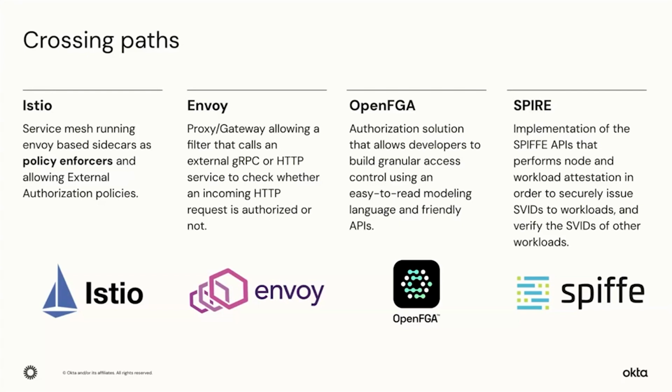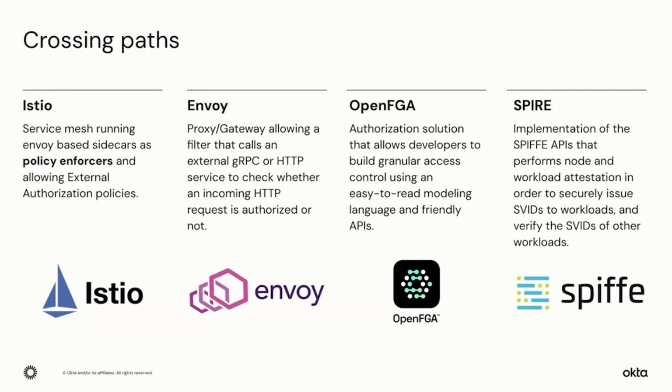So what I'm working on is an integration of OpenFGA on Envoy, which is a proxy gateway or a sidecar. You can use Envoy in different environments. So we have crossing paths here. We have Istio, which is a service mesh. Basically, it's an abstraction of the network, which runs Envoy as sidecars for workloads like services, for example, gateways, ingress, or whatever. And then they have Envoy working as policy enforcer.